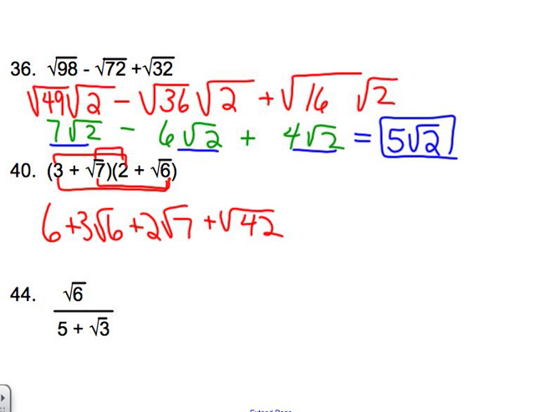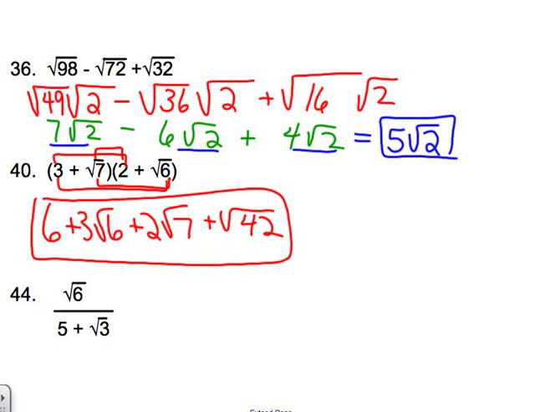Looking for perfect factors underneath the radical. Okay, so with this problem we are done because there are no perfect factors in 6, 7, or 42. These are all unlike terms.